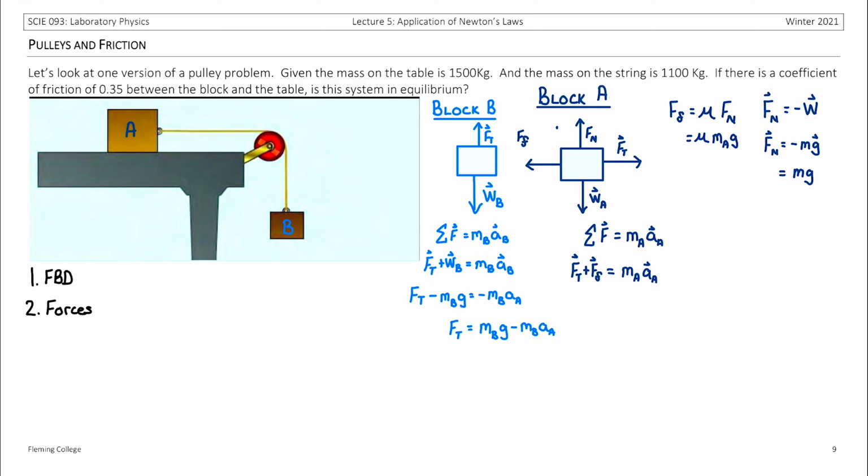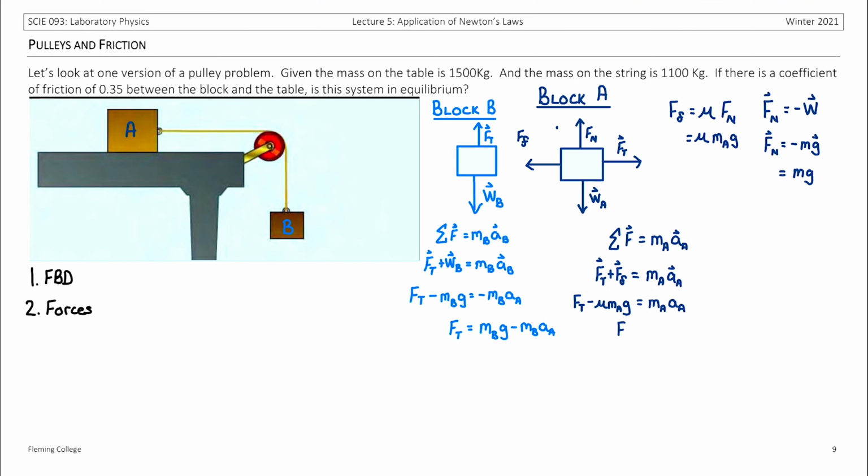We are going to interpret right as positive. So that means our friction acts in the negative direction. So when we substitute, we need to take that into consideration. So we'll have the force of tension acting in the positive direction, subtract the coefficient of friction times the mass of block A times gravity, is equal to the mass of block A times the acceleration of block A. And in this field, or in this plane, that will be a positive value.